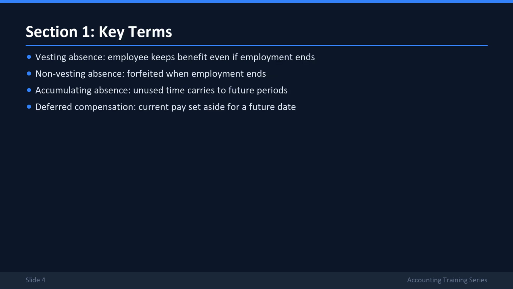The key terms from Section 1 are the 3 types of absences. A vesting absence is one where the employee retains the right to payment even if employment ends. A non-vesting absence is forfeited when the employee leaves. An accumulating absence is one where unused time carries forward. And deferred compensation is an arrangement where an employee defers receiving current pay to a future date, such as retirement.